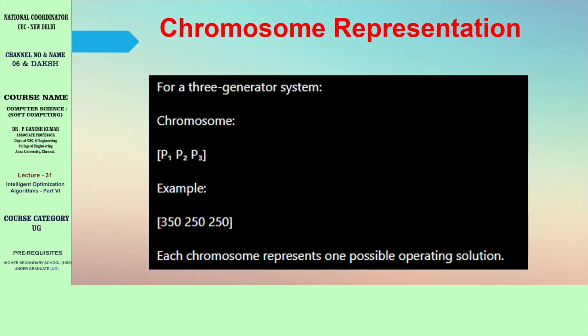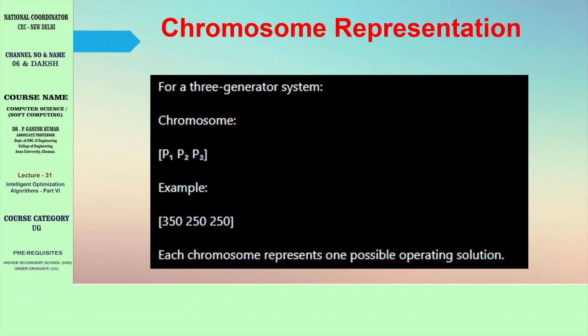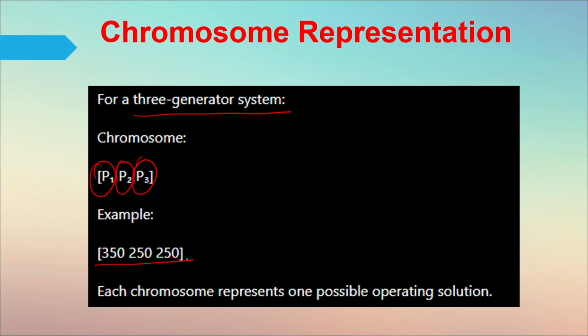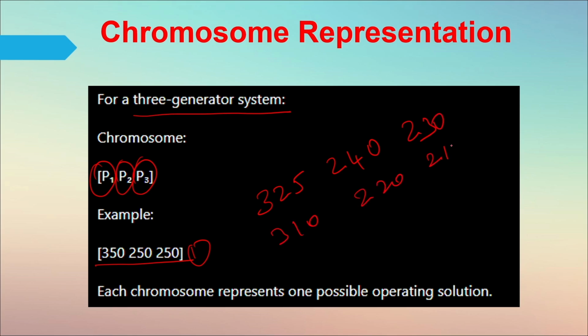How to represent the chromosome? In general, take an example of a 3 generator system. For a 3 generator system, if you want to represent the chromosome, there are 3 power generating units P1, P2, P3. These are represented in the form 350, 250, 250. This is one chromosome, maybe another chromosome 325, 240, 230, another chromosome maybe 310, 220, 250, another chromosome maybe 305, 215, 225.